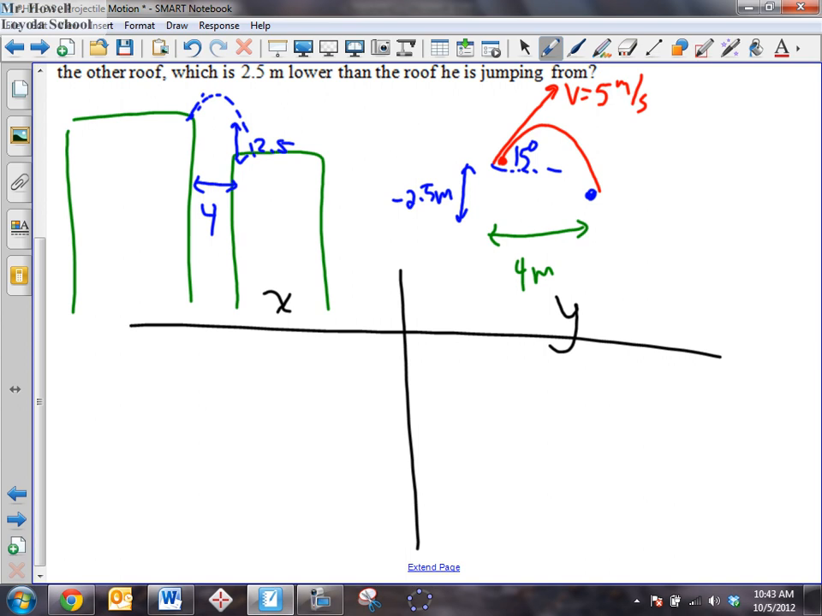Tell me some things that I know from this problem. Look at it. X equals 5 times Cruise. What is it? 4. And y is? Okay, so far so good?